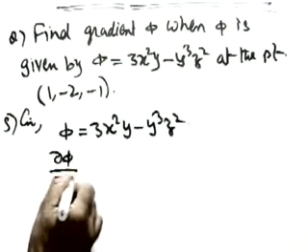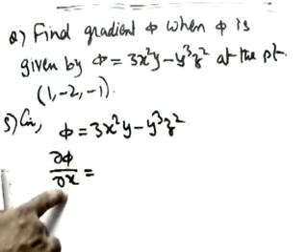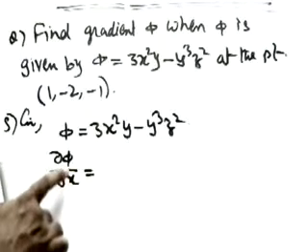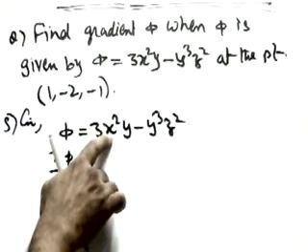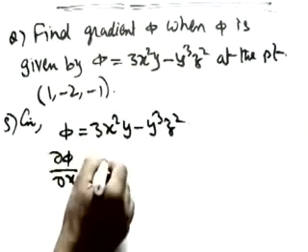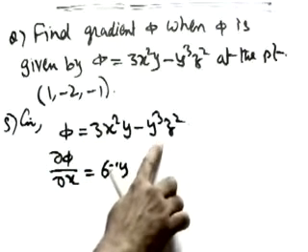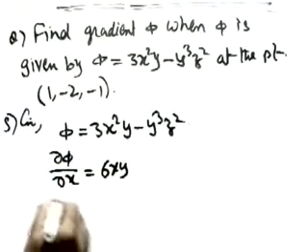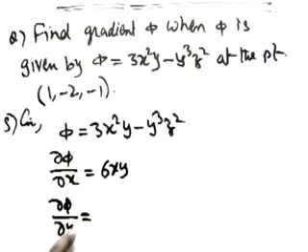Let me first differentiate partially with respect to x, with respect to y, and with respect to z. What does it mean? Partial differentiation of phi with respect to x means we will differentiate x, and y and z will be constants. So you differentiate x square, it will be 2x. So 2 times 3 is 6xy. We don't have x here, that is, this is constant, so 0.